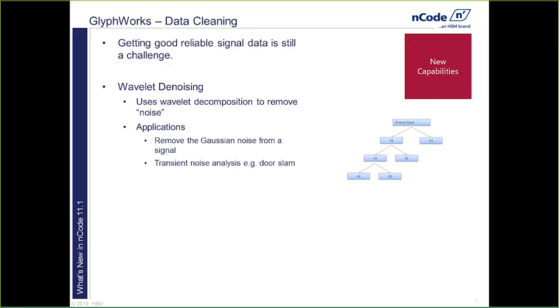So if you've got transient noise examples, for example, like in a door slam test, you can use the decomposed wavelets to give you some form of analysis to that to classify the noise type, and so you can do more detailed analysis of that in the wavelet domain. So that's one new glyph within the data cleaning option.